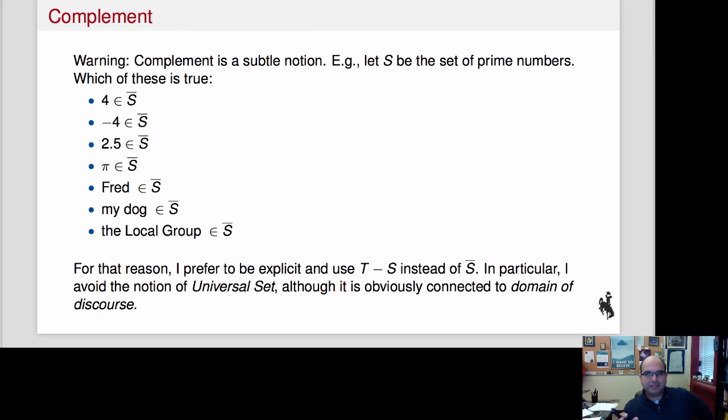What I'll do is I'll be explicit. I mean T minus S, okay? Where T is exactly the domain of discourse, right? So it might be the integers, or the natural numbers, or the positive integers, or the reals, or whatever it is that I want to think of as the entire universe.